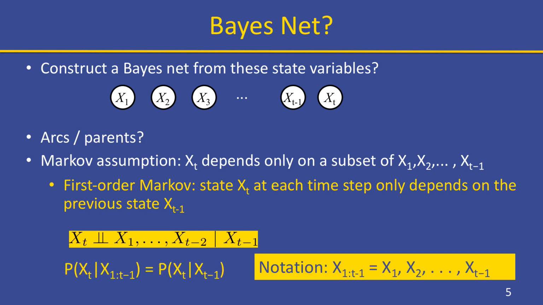And this is another way to write the same thing. And now with this first order Markov assumption, we can easily place our arcs. And we have a causal chain here. So another way to look at this Markov assumption is that the future and the past are independent given the present.